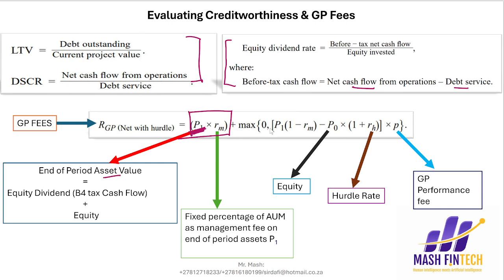We are going to add, either we add a 0 if we do not surpass a particular hurdle rate, but if we surpass the hurdle rate, we are going to take the value of the asset at the end of the period multiplied by 1 minus the management fee. Then we subtract the initial value of equity multiplied by 1 plus the hurdle rate. And then everything is multiplied by the performance fee, which I put P here. But I guess to make things easier, you could just call it RP as the performance fee.